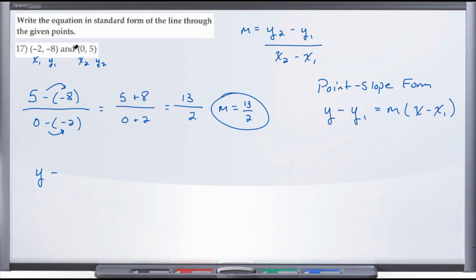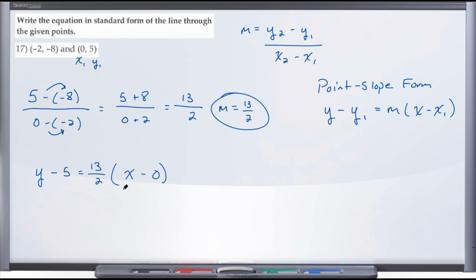You'll recall that, now that we found our slope, this labeling can go away and we can relabel these points if we want to. And I said we were going to work with this point because it has a 0, so this becomes x1 and y1. So y minus 5 equals m, which is 13 over 2, times x minus 0.